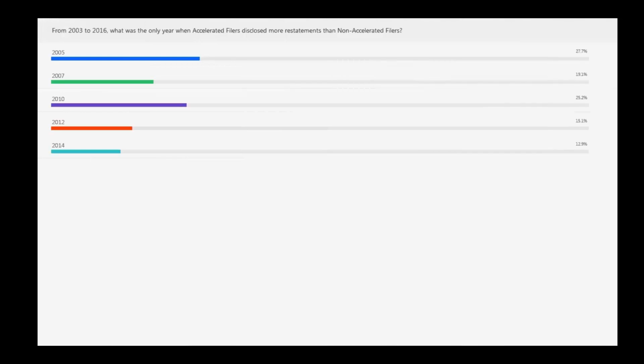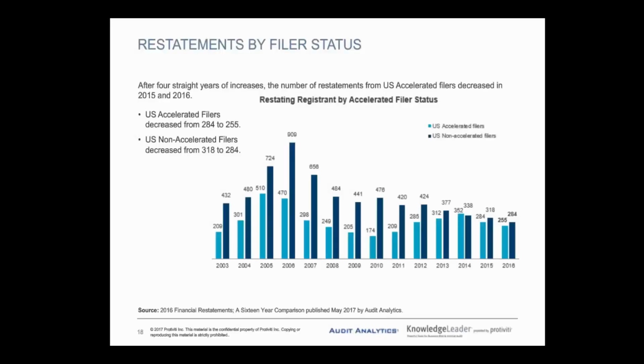So it looks like 2005 and 2010 are the leaders in the clubhouse, and this is interesting because as I click through to the next slide, 2014 came in with only 12.9% of the votes, and if we look at the slide here, 2014 is the only year, in fact, where accelerated filers disclosed more restatements than non-accelerated filers.